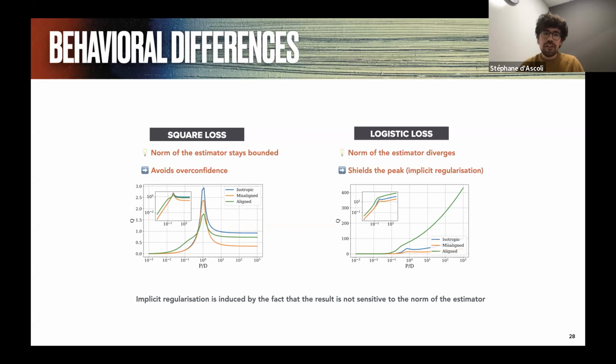The third thing I wanted to show you is some behavioral differences between these 2 losses to try and explain why we had this implicit regularization. Here what I'm plotting is the norm of the estimator we're learning, so essentially the norm of the second layer weights of the random feature model. If we start looking at what happens for square loss, as we could expect, we get this peak at the interpolation threshold, and then we reach a constant value.